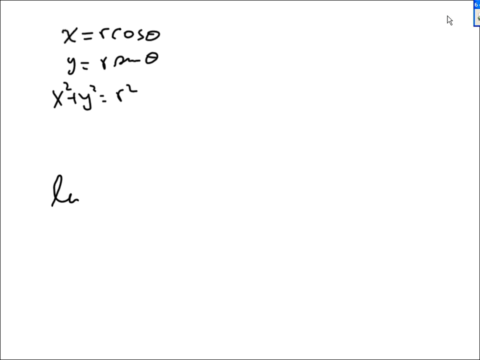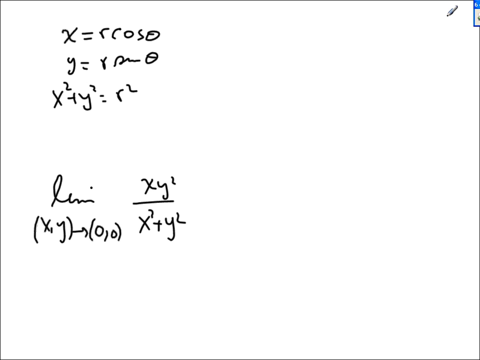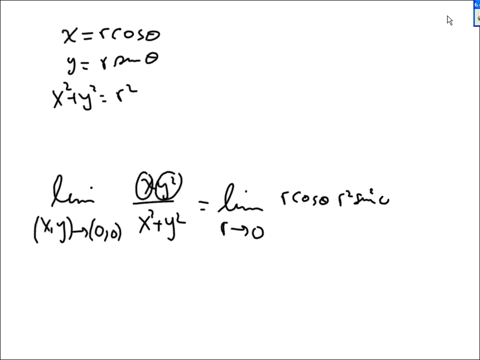So somebody gave you the limit as (x,y) approaches (0,0) of x y squared over x squared plus y squared. Now if you directly substitute, you're getting into trouble because you're going to get 0 over 0. So let us do a transformation to polar. Let r go to 0. Whenever you have x, that means r cosine theta. And y squared will be r squared sine squared theta. And this gets divided by x squared plus y squared, which is r squared.